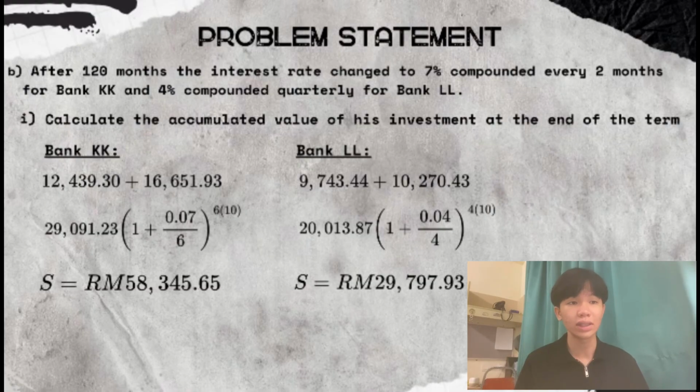Same goes for Bank LL. So 20,013.87 open bracket 1 plus 0.04 divide 4 close bracket power of 4 multiply 10. So S for Bank LL is RM29,797.93.